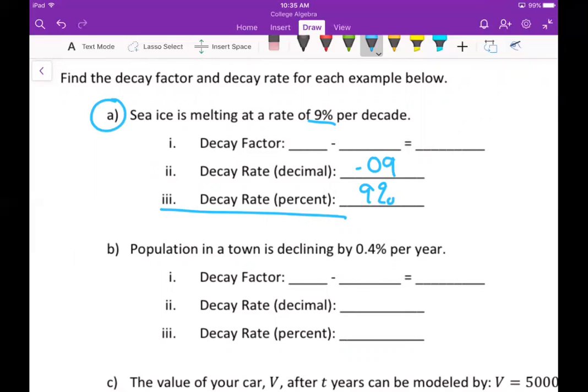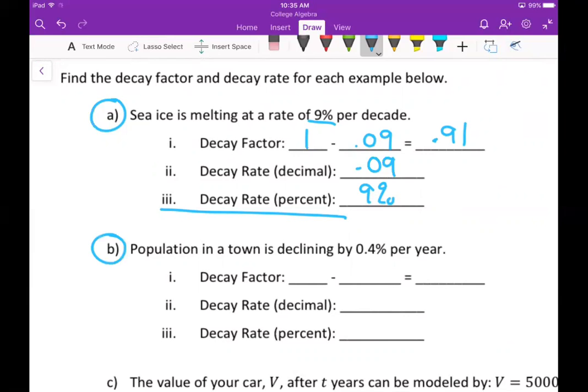Always take 1 minus whatever you have to get to whatever you don't have, which in this case is the decay factor. So if I was trying to figure out how much sea ice was left, my decay factor that I would use in my function would be 0.91. But I would report that decay as decaying at a rate of 9%.